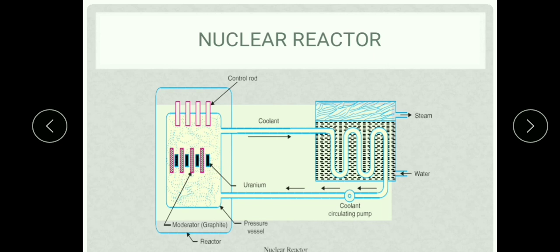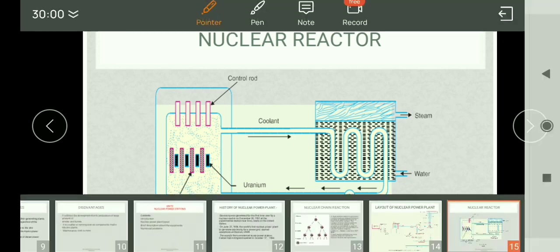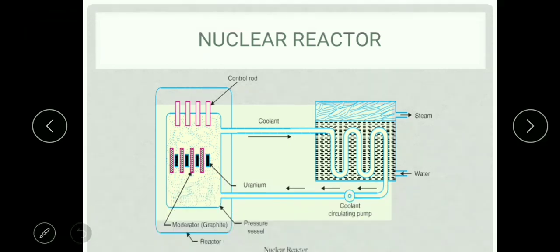We all know that a controlled fission chain reaction is the main principle of a nuclear reactor. Basically it is an apparatus in which nuclear fuel, uranium 235, is subjected to nuclear fission. It controls the chain reaction that starts once the fission is done.